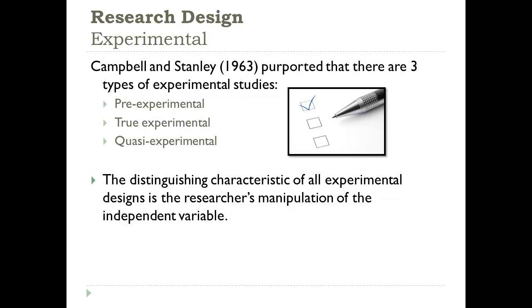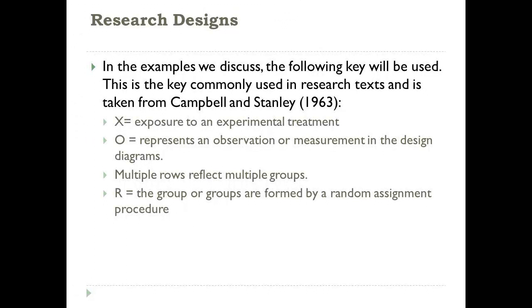So let's look at these three types of designs. As we discuss these three types of designs, there are commonly used symbols in research texts, and actually Campbell and Stanley in 1963 are the ones that proposed these symbols. These symbols help us visually see the designs that we're talking about, and so we're going to use those symbols as we talk about these different designs over the next few slides.